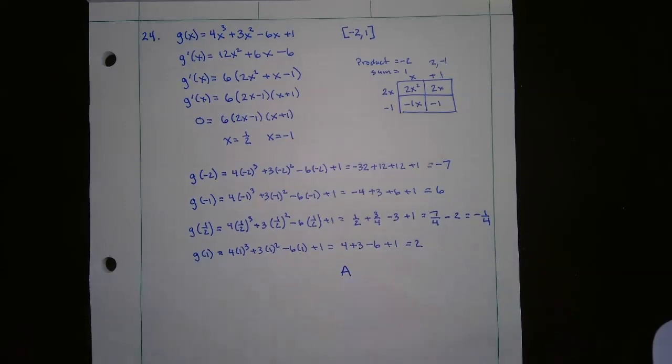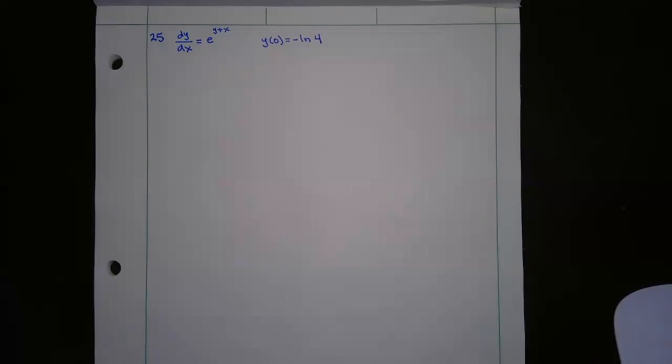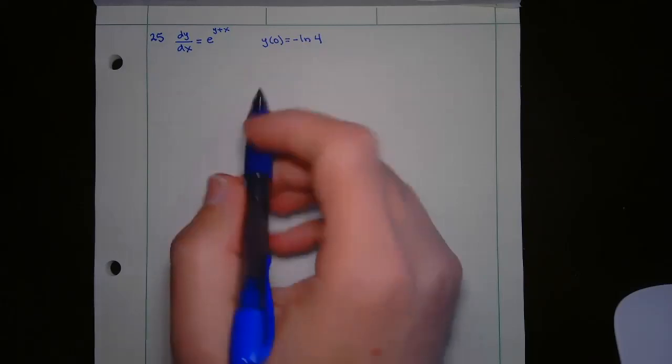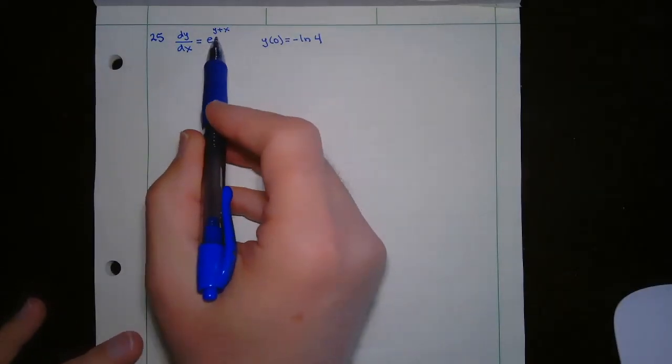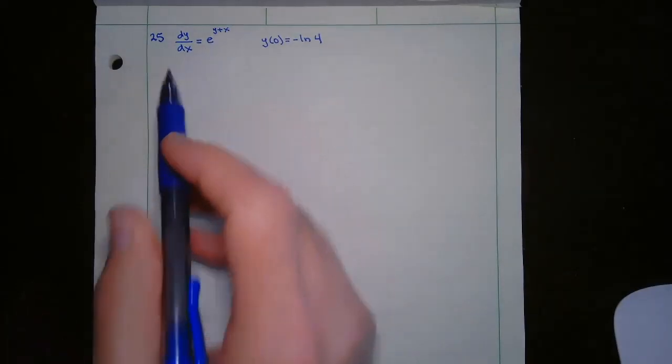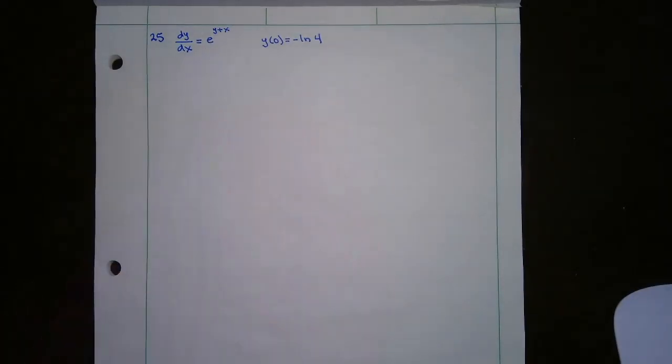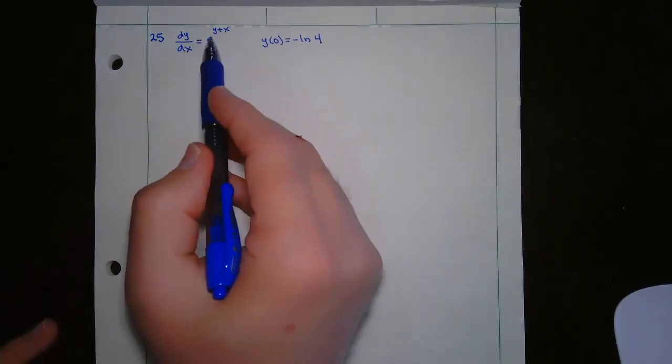All right, okay, let's go to 25. All right, for number 25, we know that dy over dx is equal to e to the y plus x power. And we also know that y of 0 is equal to negative natural log of 4. All right, so we need to rewrite this because right now this is separation of variables. It's a differential equation, but I need to rewrite this, okay?